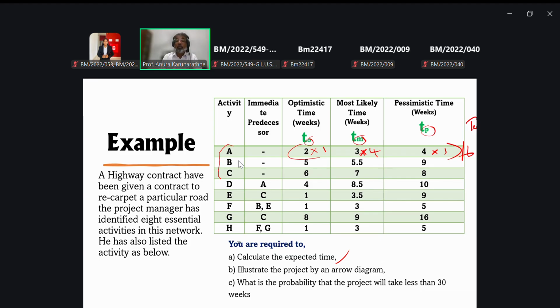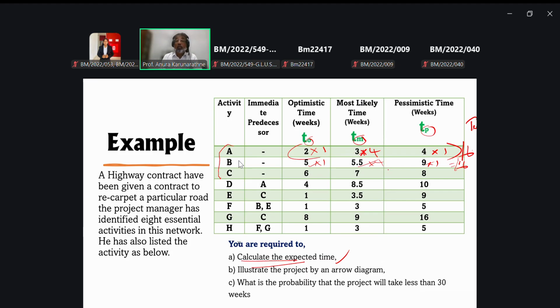In order to obtain this, you take 2 times 1, 1 times 2, 4 times... plus 1 times 4, then divide by 6. You can do the same thing: multiply this by 1, this by 4, this by 1, ultimately take the total and divide by 6. By using this pattern, you can get the expected time.